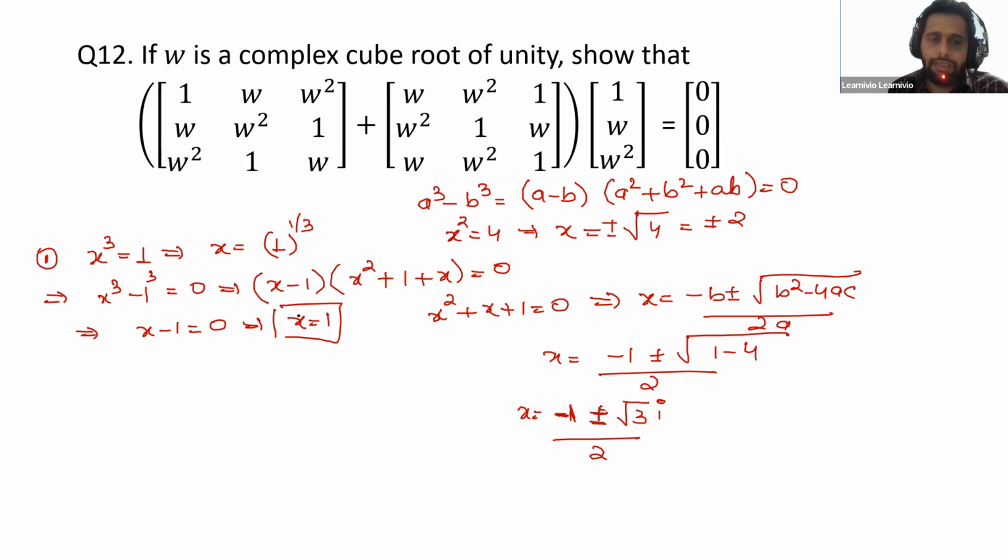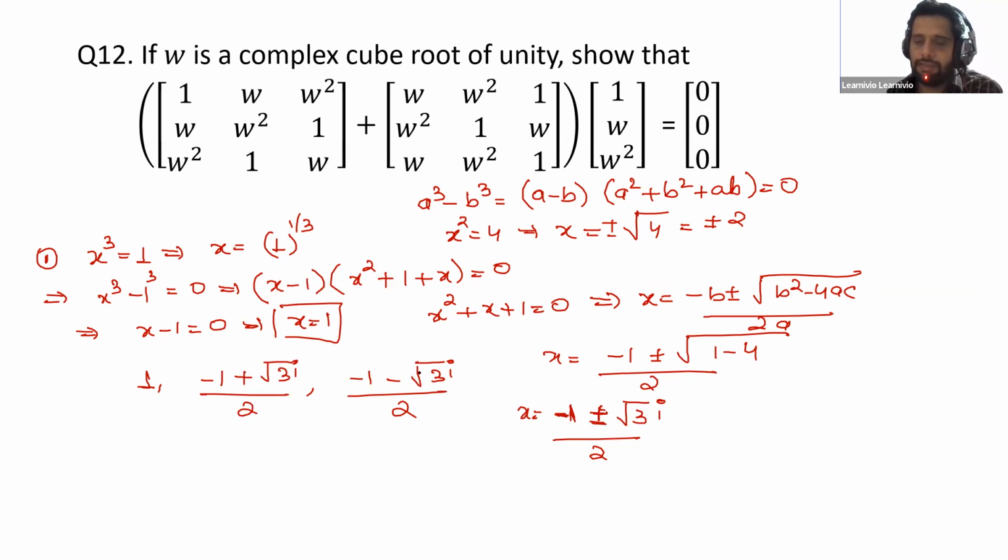What I just want to tell you is that if we need to find the cube root of unity, then we will get 3 answers. First is 1. Second, this number, minus 1 plus root 3 iota by 2. And third, minus 1 minus root 3 iota by 2. So 1 remains as it is. This number can be denoted by omega, and this number can be denoted by omega square.